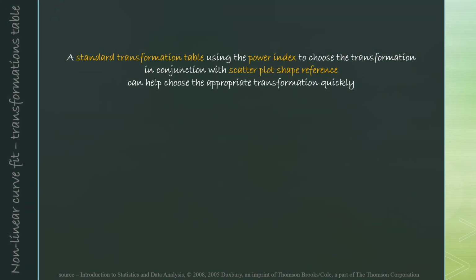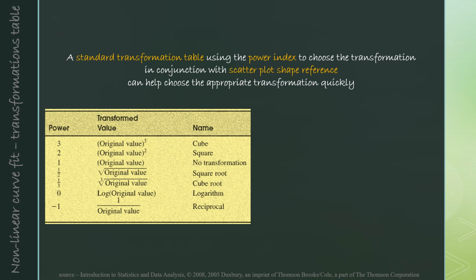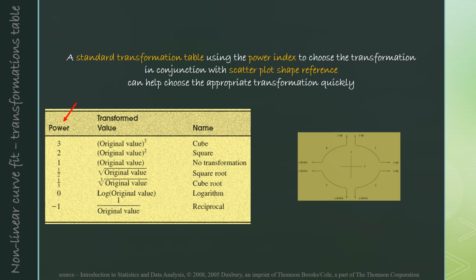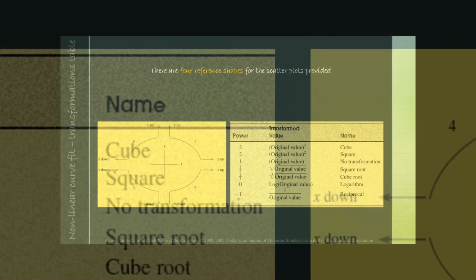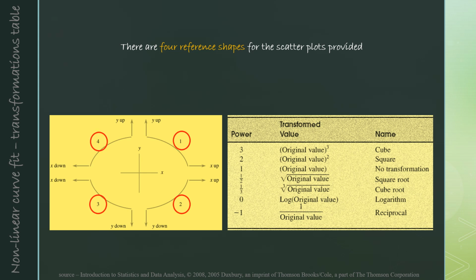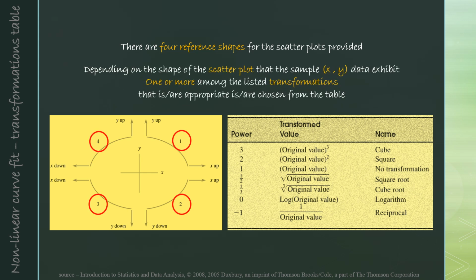A standard transformation table using the power index to choose the transformation in conjunction with the scatter plot shape reference can help choose the appropriate transformation quickly. There are 4 reference shapes for the scatter plots provided. Depending on the shape of the scatter plot that the sample xy data exhibit, one or more among the listed transformations that are appropriate are chosen from the table.